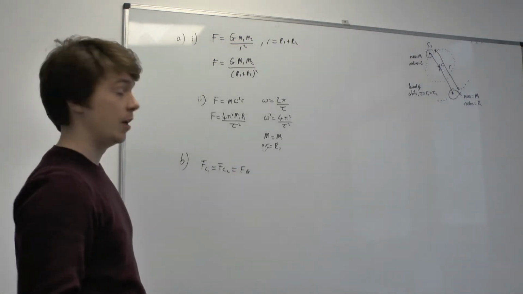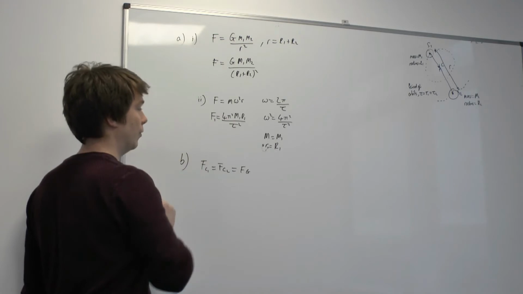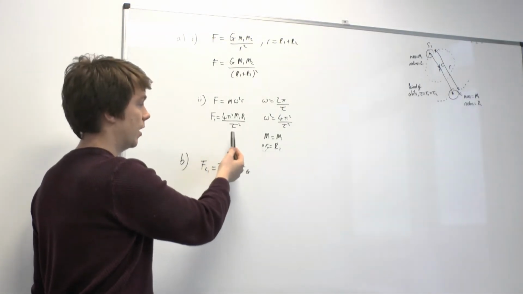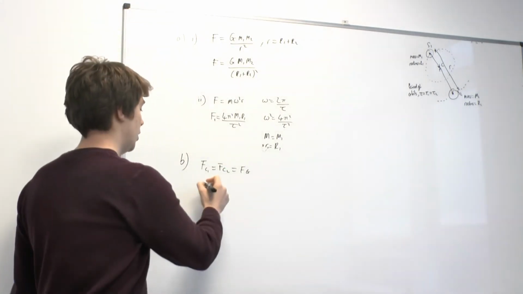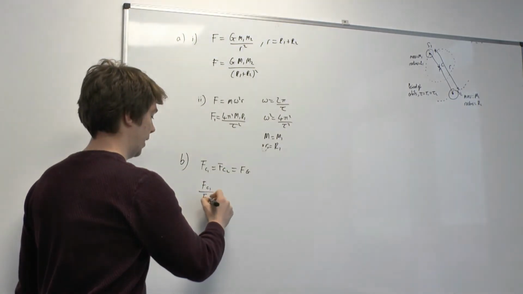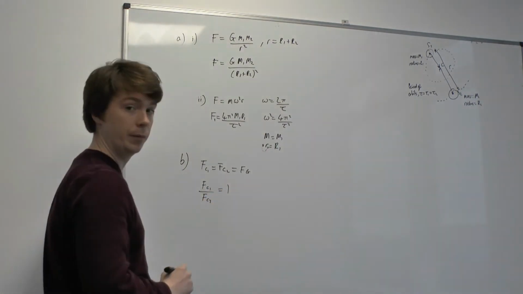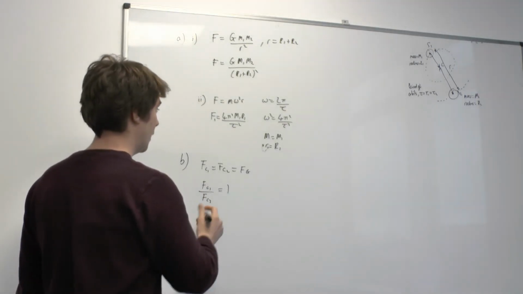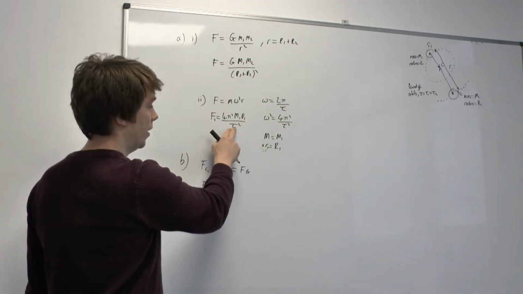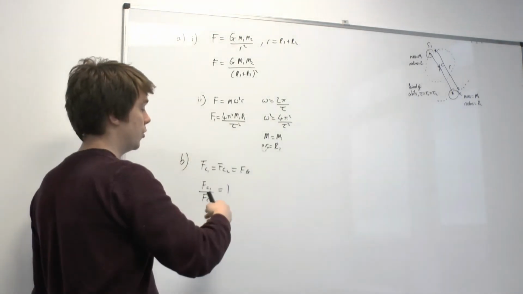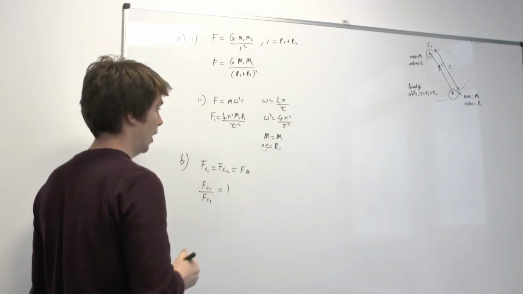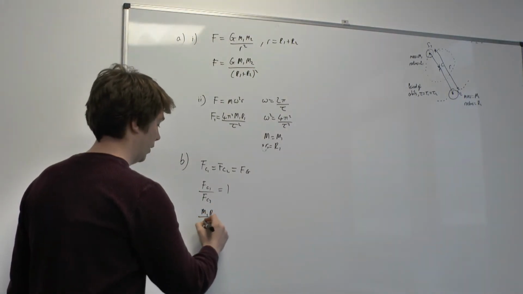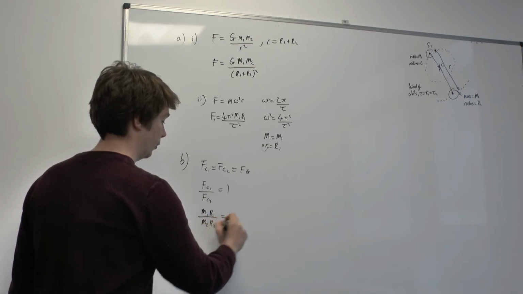We need to look at this equation for star 1 and star 2 and take the ratio of those. So if you write FC1 divided by FC2, that's going to be equal to 1. Now, if we substitute in the values for FC1 and FC2, we can see that this factor, 4 pi squared over tau squared, is common to both. So when we take the ratio, this factor will drop out. So we're left with m1 R1 divided by m2 R2 is equal to 1.